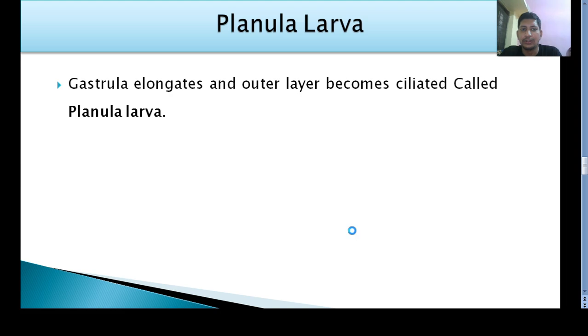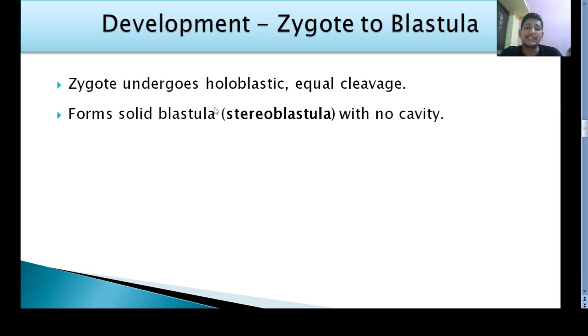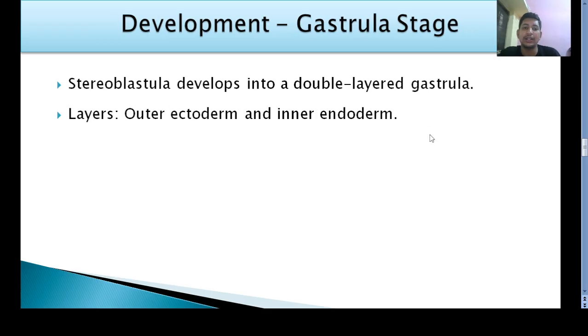Okay, so the zygote undergoes holoblastic and equal cleavage, it forms a stereoblastula. What is the meaning of stereoblastula? The blastula with no cavity. So there is no space in the blastula. Okay, and this stereoblastula will develop into a double layered gastrula.